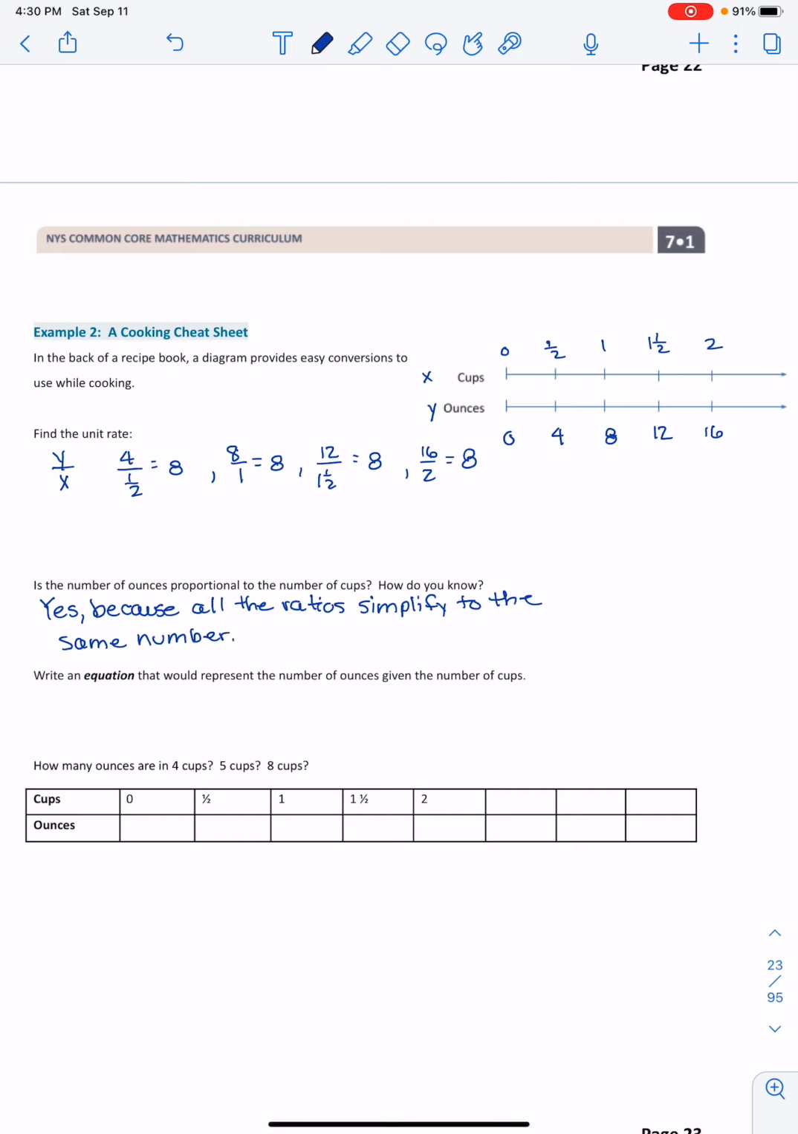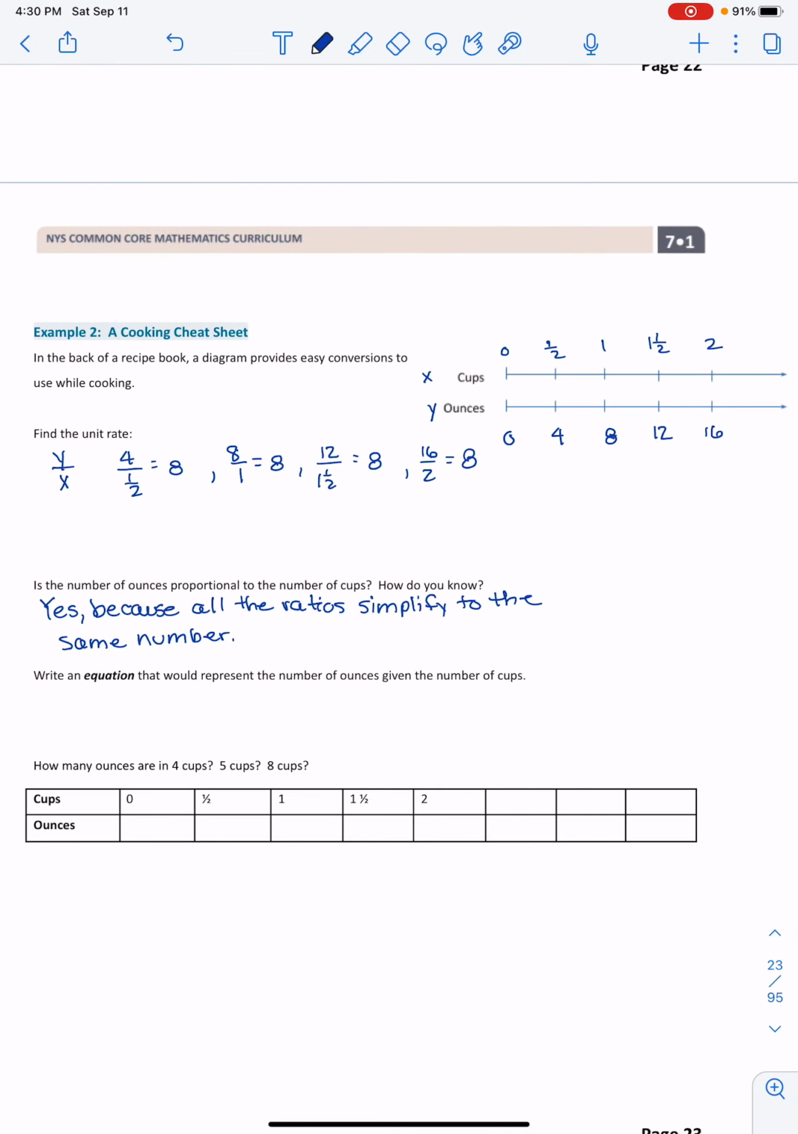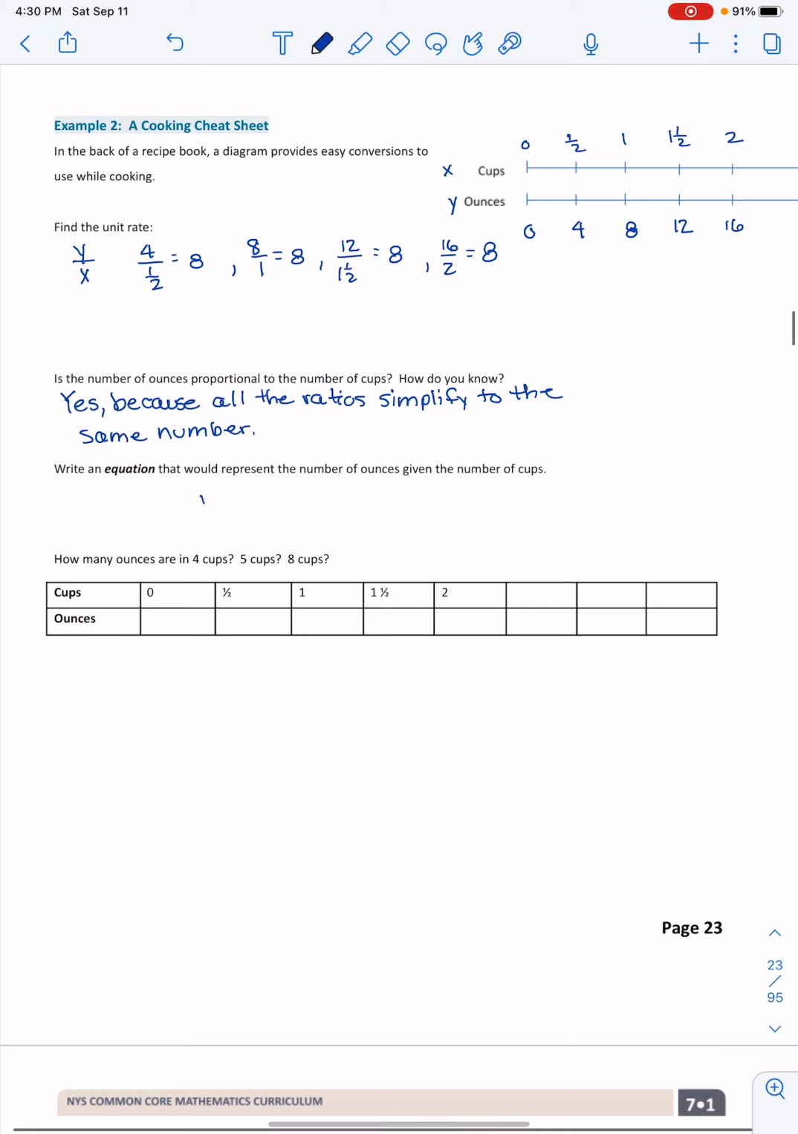Okay. The next thing it says is write an equation that would represent the number of ounces given the number of cups. Well, that equation would be y equals 8x.